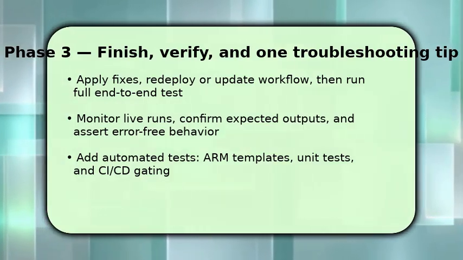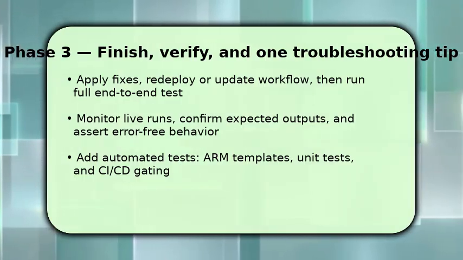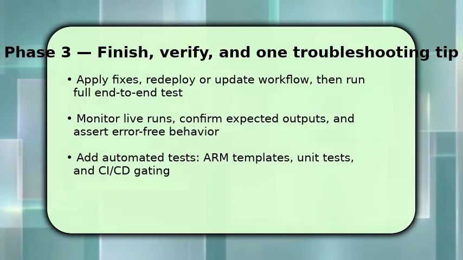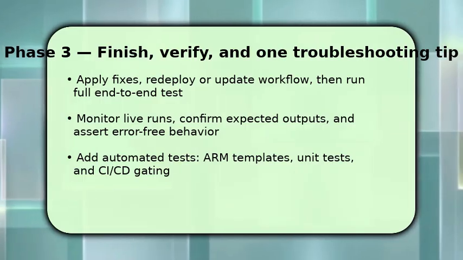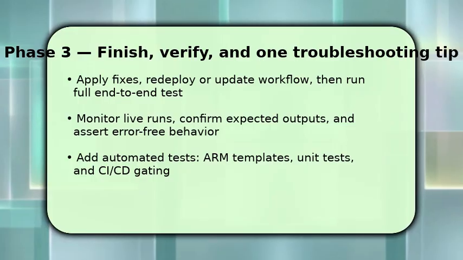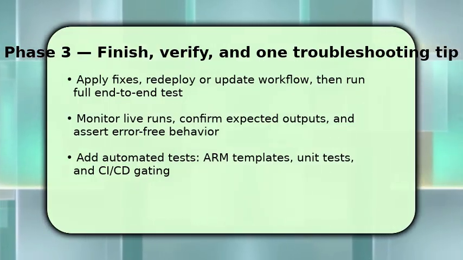Confirm connectors authenticate and responses return 200 series statuses. Once stable, add automated checks, ARM templates, unit-style tests for mappings, and CI/CD gating to prevent regressions. If things go wrong, check connector throttling and diagnostics first. That single tip saves hours.